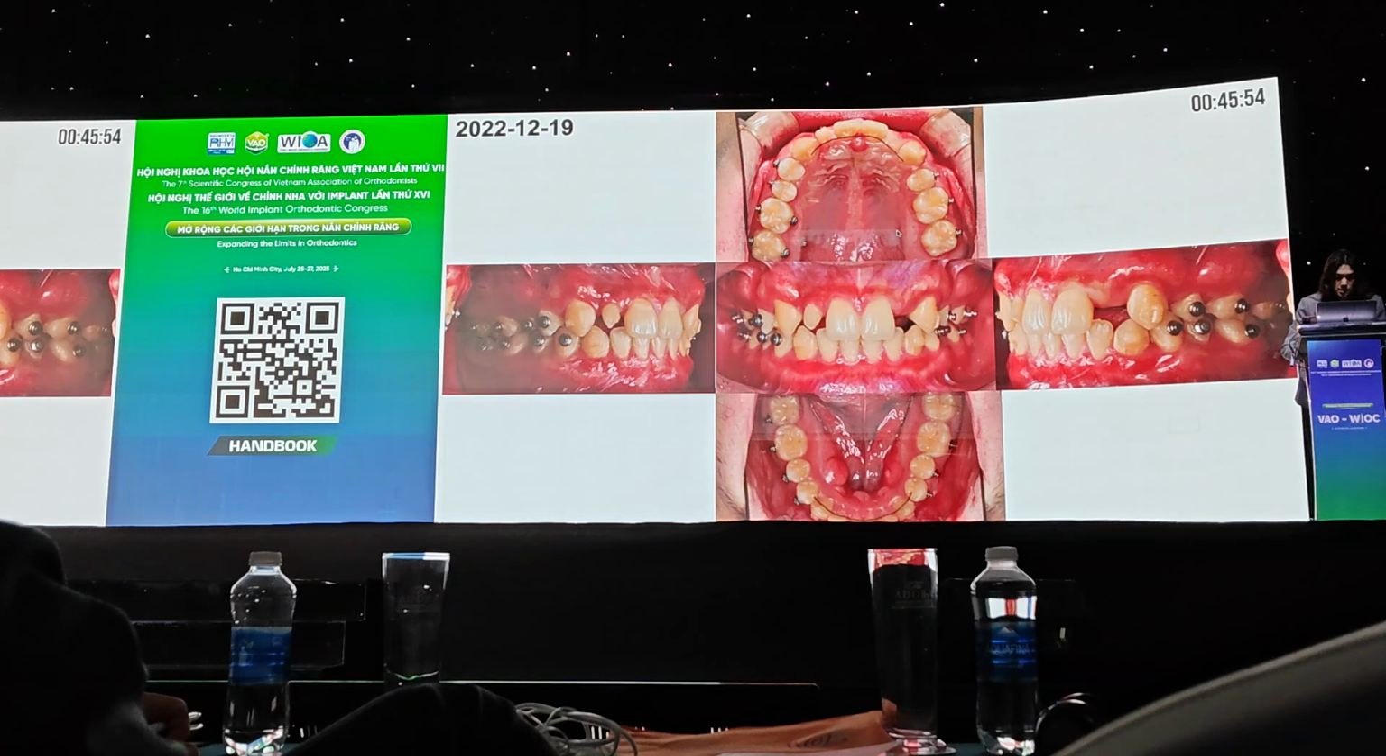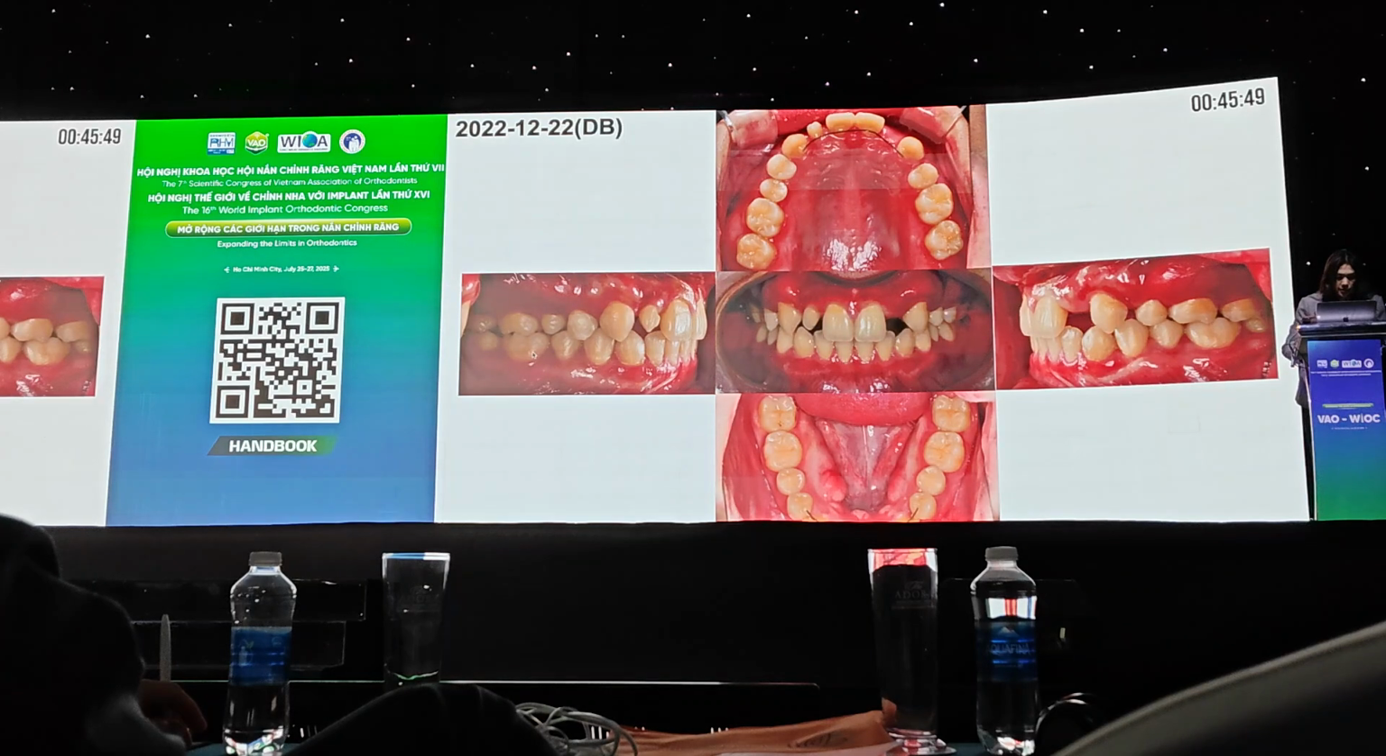Fix retainer placed. And I'm trying to settle the posterior. And this is the final result.